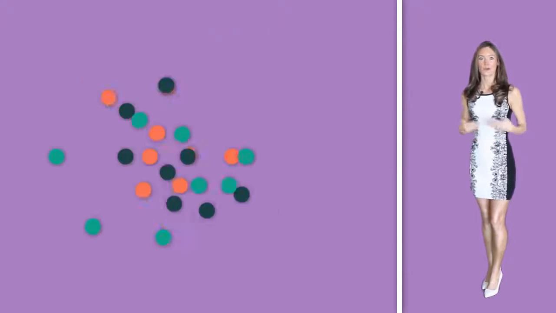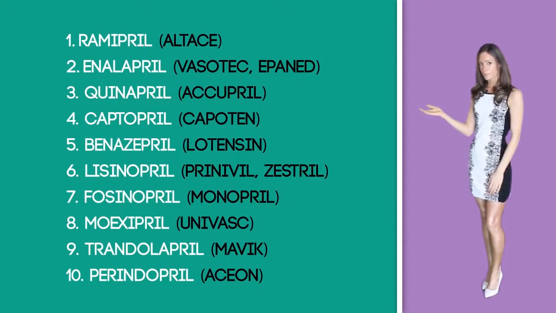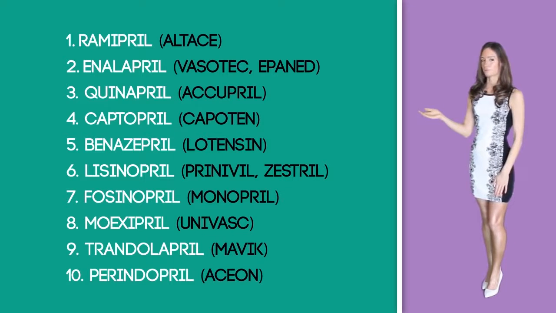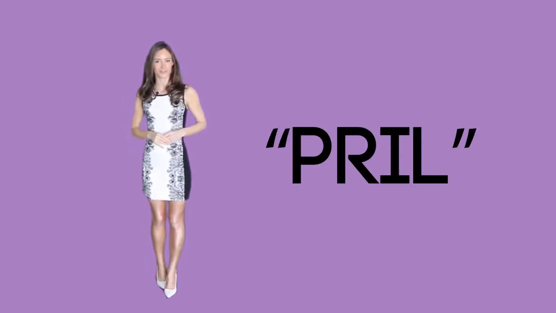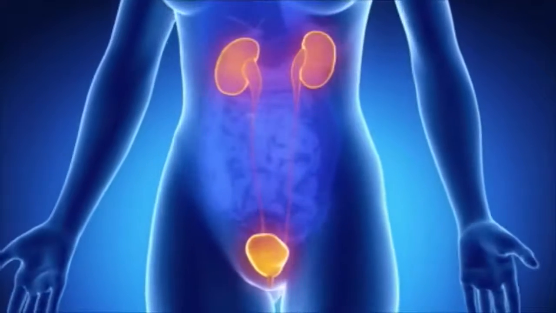In the United States, 10 ACE inhibitors in use are ramipril, enalapril, quinapril, captopril, benazepril, lisinopril, fosinopril, moexapril, trandolapril, and perindopril. Note that all of the generic names of these medications above end with the suffix -pril. Now let's take a closer look at the drug class, angiotensin converting enzyme or ACE inhibitors. These drugs are helpful in treating heart, blood vessel, and kidney problems.